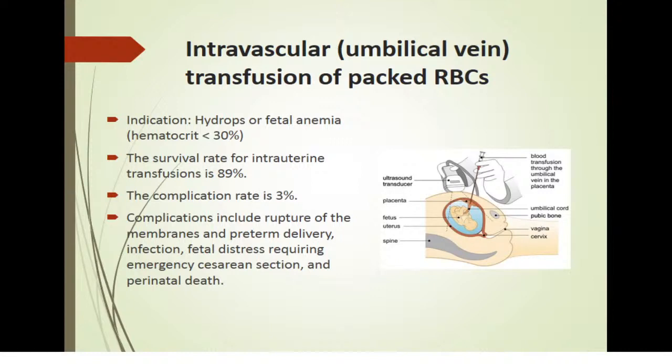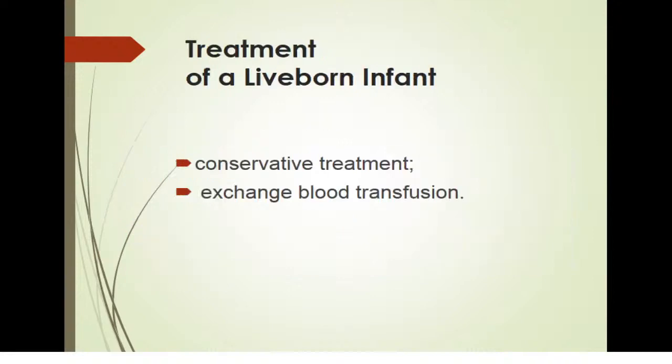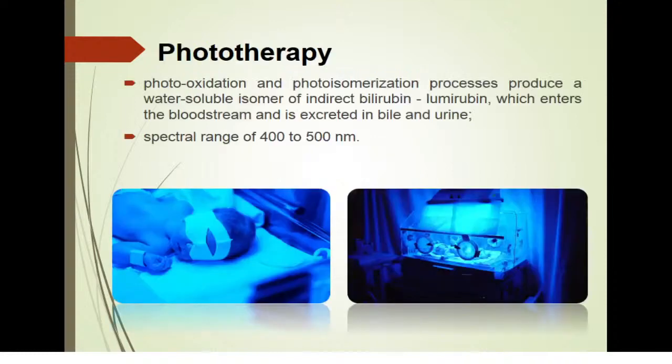Complications include rupture of membranes and preterm delivery, infection, fetal distress requiring emergency cesarean section, and prenatal death. Treatment of newborn infants includes conservative treatment and exchange blood transfusion. Phototherapy may be effective in lowering serum bilirubin levels. It is performed for all newborns with pathologic indirect hyperbilirubinemia.